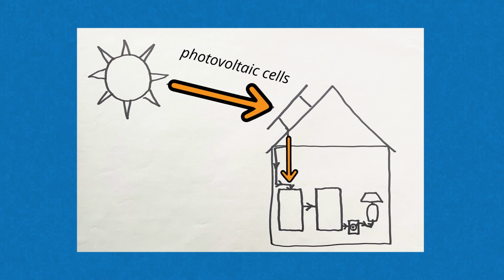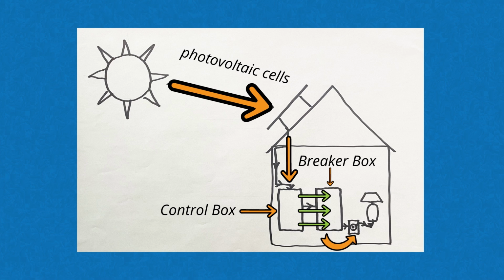The electricity flows down wires to the control box. The control box converts direct current electricity to alternating current electricity. The alternating current flows to the breaker box, where it then flows through the breakers and to the outlets all over the house. When a device is plugged in, the power flows through the outlet and into the device powering it.